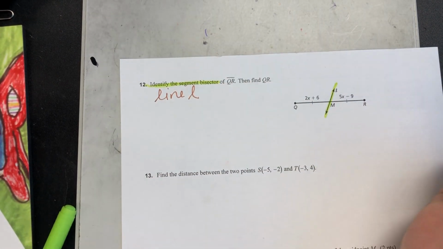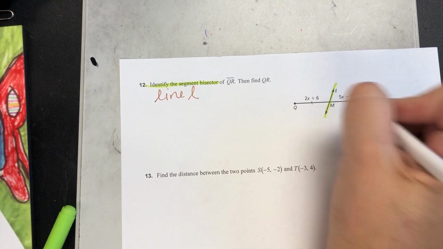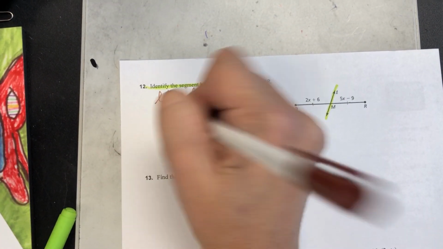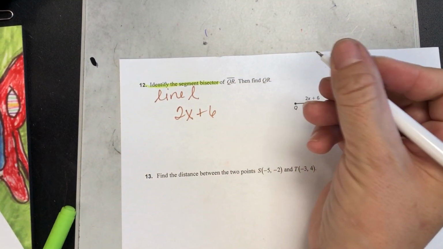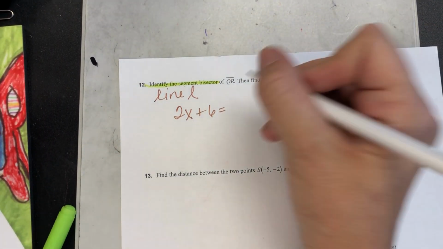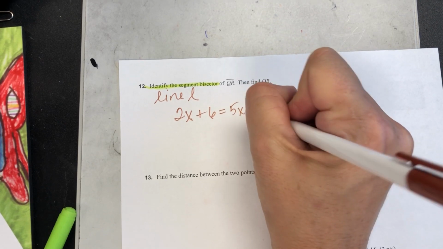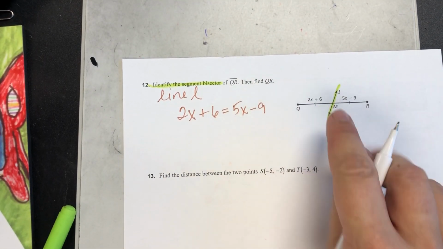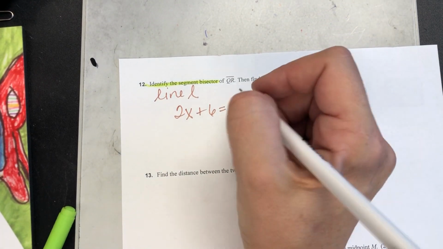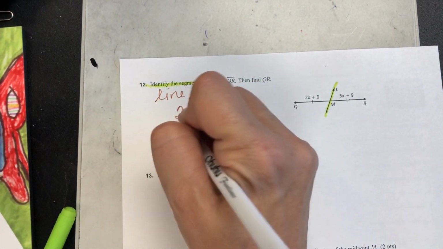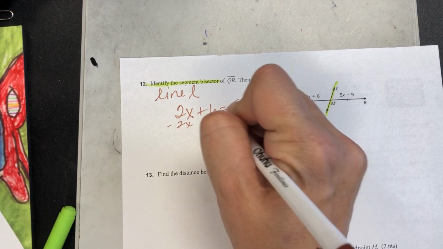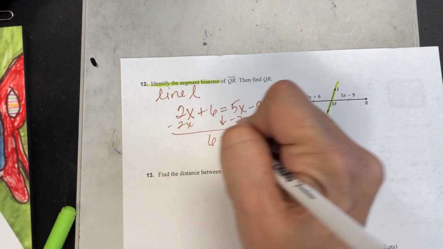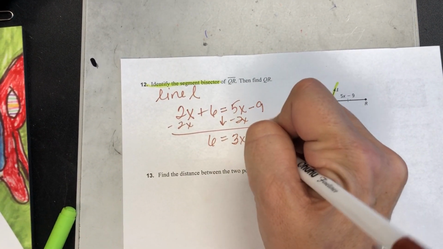Now, finding QR. Well, Q to M and M to R are congruent, so that means I can set these expressions 2x plus 6 and 5x minus 9 equal to each other. If that's the midpoint and that's splitting it up, the next thing I have to do is find the length of QR, so I'm going to need an x to do that. I'm going to subtract 2 x's from both sides first. There's different ways you could solve this. Start it out. You should still get the same answer I do.